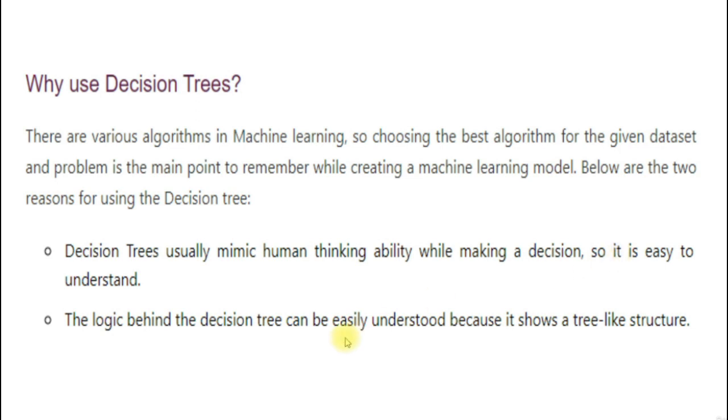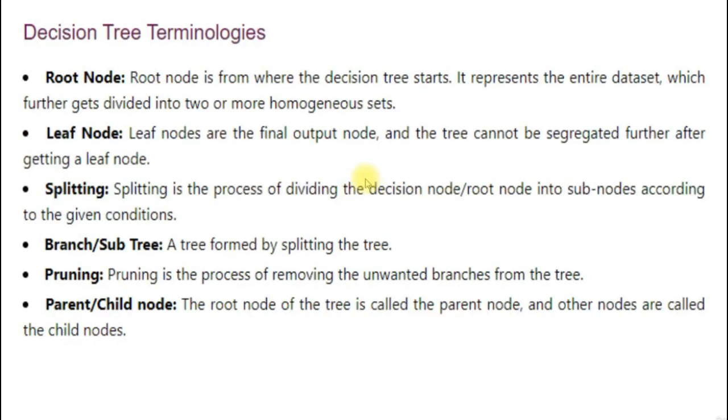Now the logic behind a decision tree can be easily understood because it's just a tree-like structure, so we can easily derive back the logic based on which the decision, the prediction, or the classification was made. Now, a few important terminologies before moving on to the decision tree working.